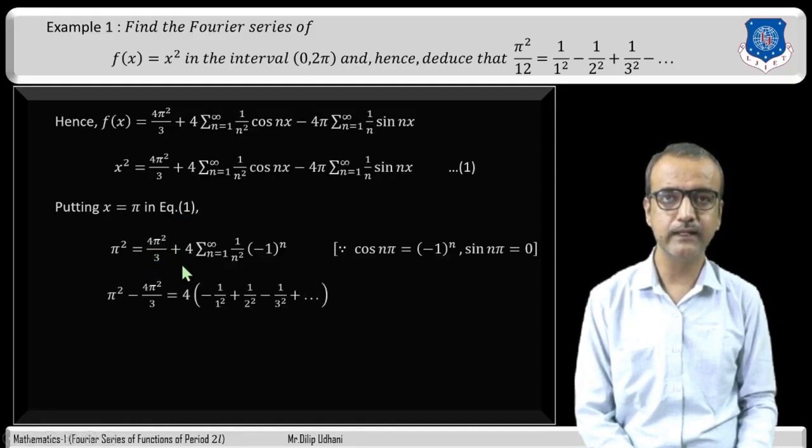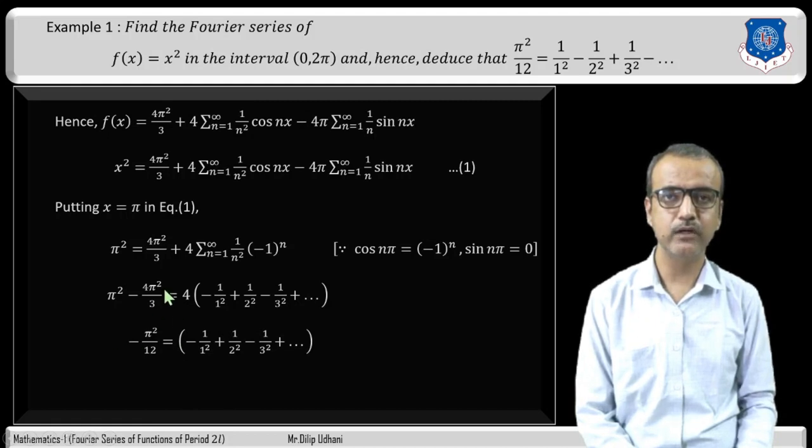Now taking this term towards the left hand side, it will become pi square minus 4 pi square by 3, and that is equal to, now 4 will be as it is. Now replacing n by 1, it will become minus 1 raised to 1, and that is minus 1, divided by 1 square. Then after replacing n by 2, it will become minus 1 square, that is plus 1, divided by 2 square. Then after replacing n by 3, minus 1 raised to 3 is minus 1 divided by 3 square and so on. Now we will simplify this result.